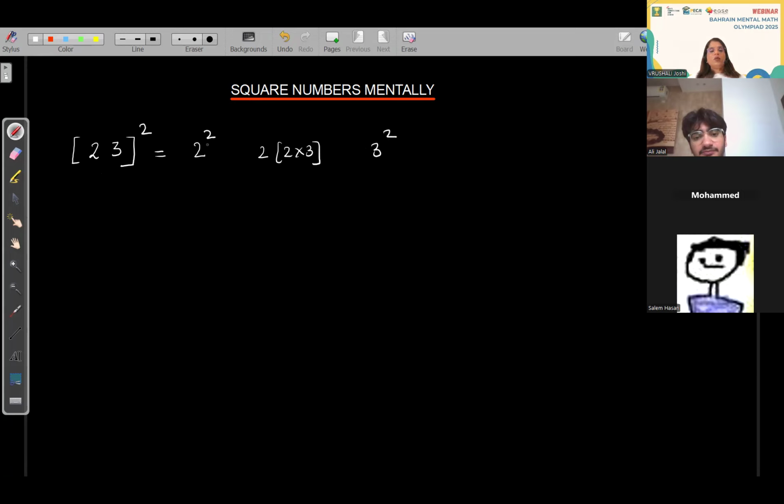See what happens. What is 2 square? 4. 2 threes are 6 and 6 double, that is 12. Getting it? 12. And this is 9. So can I write this 9 as 4, this, and 9? Your answer is 529. Are you getting it? How many understood this?